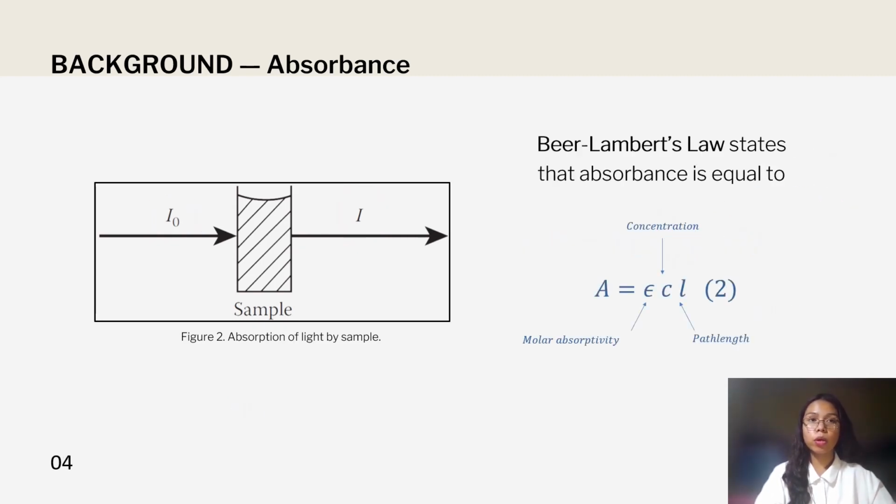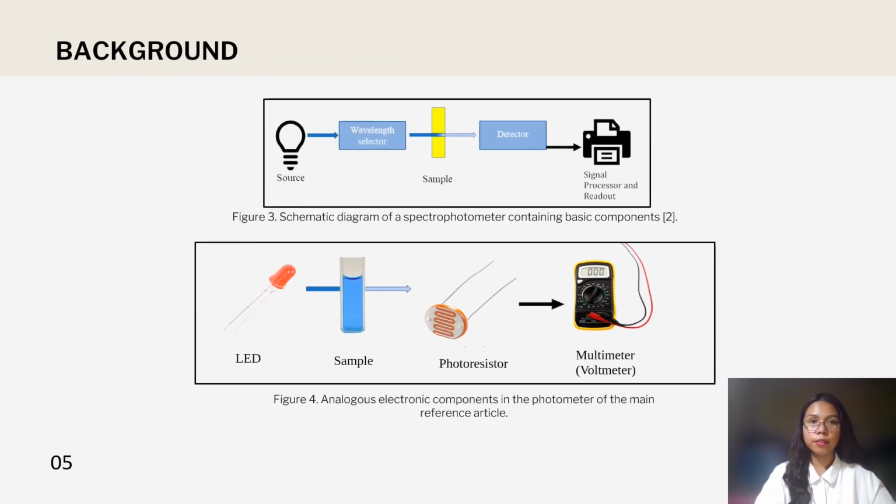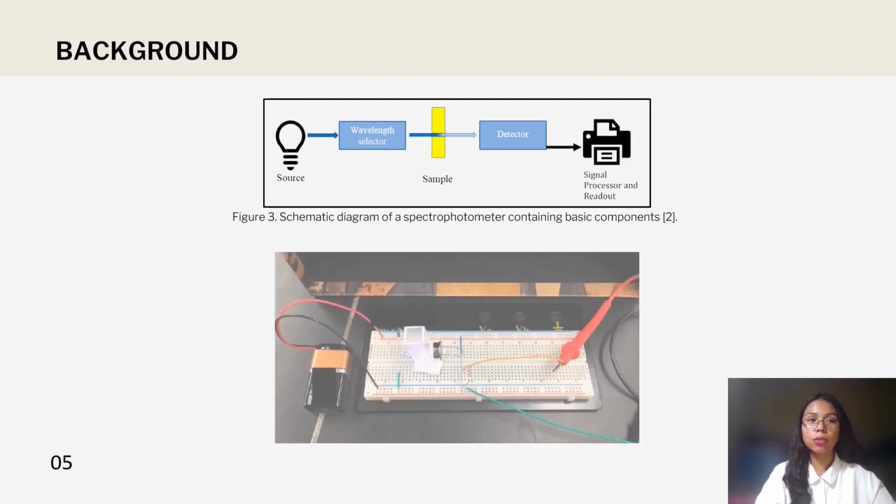Similarly, absorbance according to Beer-Lambert's law is the product of molar absorptivity epsilon times concentration times path length. To identify the absorbance A of a sample using an instrument, its standard components include a source, wavelength selector, and a detector. Of all the combinations of different sources and detectors for the hand-made photometer created to solve challenges in the lack of instruments as well as black box learning, the simplest and by far most accurate design is the one that uses an LED as a source and a photoresistor as a detector.